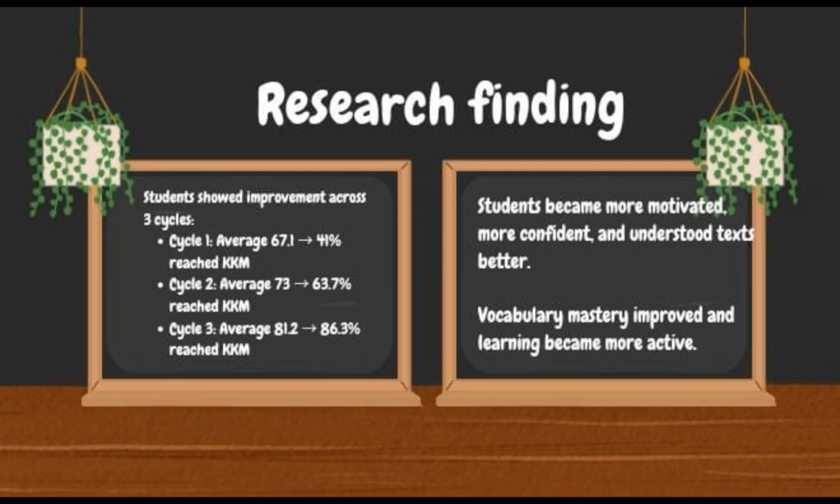Research findings. Students show improvement across 3 cycles. Cycle 1, 67.1, with 44%. Cycle 2, 73, with 63.7%. Cycle 3, 81.2, with 86.3%. Students became more motivated, more confident, and understood text better. Vocabulary mastery improved and learning became more active.